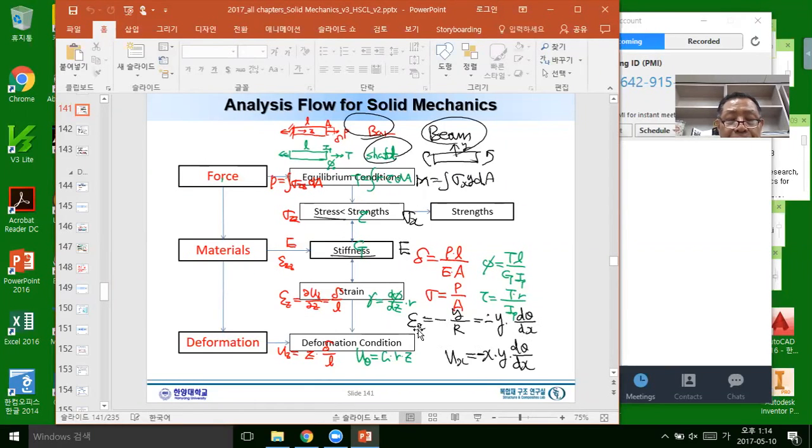So in beam theory, the deformation relation is that epsilon x equals minus y over r. y is the distance from the neutral axis, and 1 over r is the curvature, which can be written as d theta dx. Theta is the deformation, and epsilon x is the strain. So this is the most important point, and this is where the theory starts.